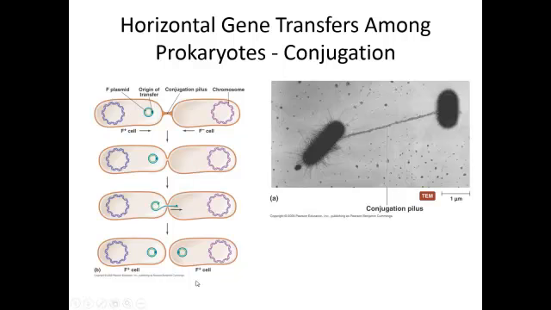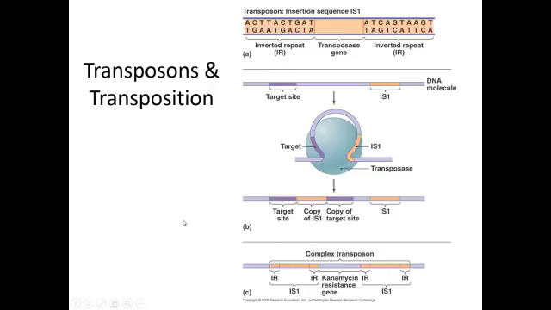Now, I'll leave you to read in the textbook about how originally we figured out the order of genes on some bacteria through the use of high-frequency recombination cells. It's really quite an interesting read. On to transposons and transposition.